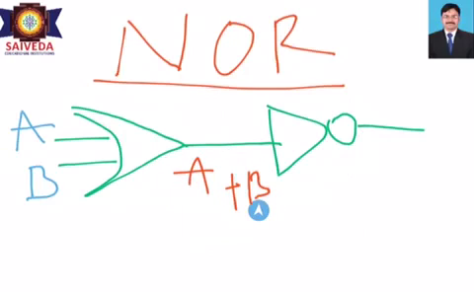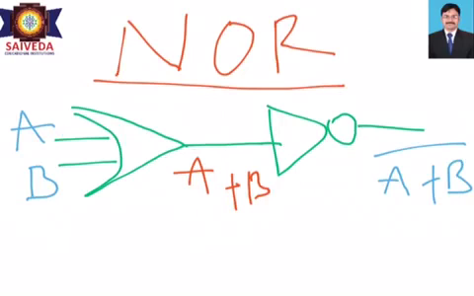Now A plus B became the input for which gate? The NOT gate. As this is the input for the NOT gate, the output will be A plus B complement. A plus B complement is the output. So for the NOR gate, the inputs are A and B, and the output is A plus B bar, or A plus B whole complement. Like that we can call it.